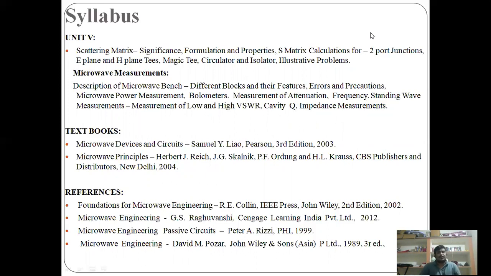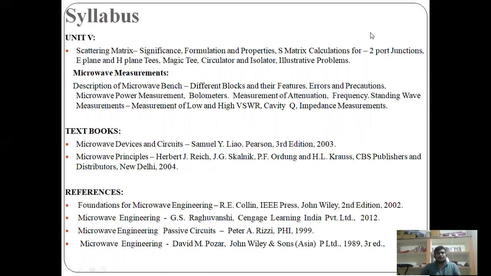We'll also discuss some problems here. Finally, microwave measurement, because here you are generating some power and you are using some power, right? That energy is not only power; it may be attenuation, or frequency, or VSWR. So we are going to measure these different types of parameters.